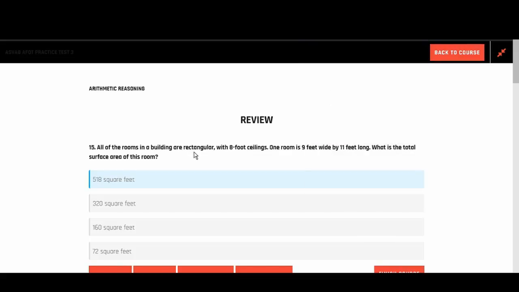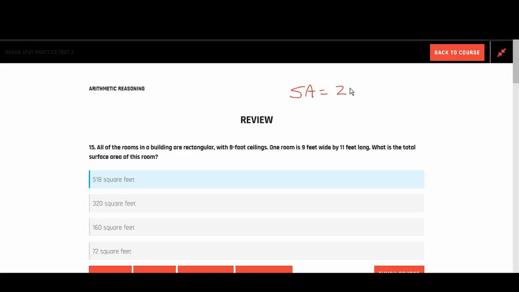Number 15 says all the rooms in a building are rectangular with 8-foot ceilings. One room is 9 feet wide by 11 feet long. What is the total surface area of the room? If you take a look at my channel, you'll see I have a video up there in which I discuss the geometric formulas you need to know. One of those formulas is to find the surface area of rectangular prisms.